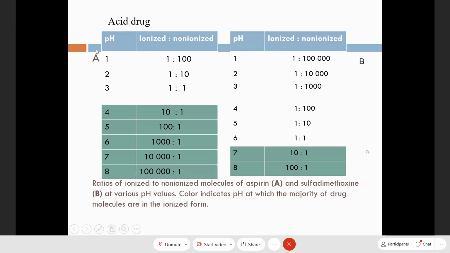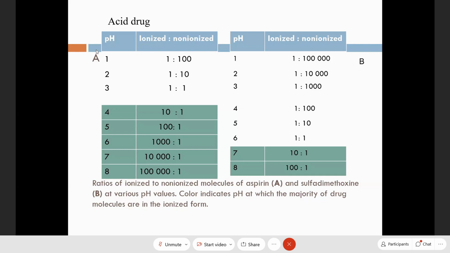So here, acidic drug. There are two drugs, A and B. A is aspirin and B is sulfadimethoxine. Sulfadimethoxine is a sulfa drug, commonly used in chickens for coccidiosis.